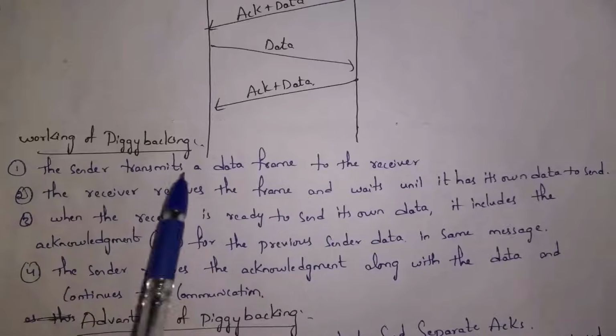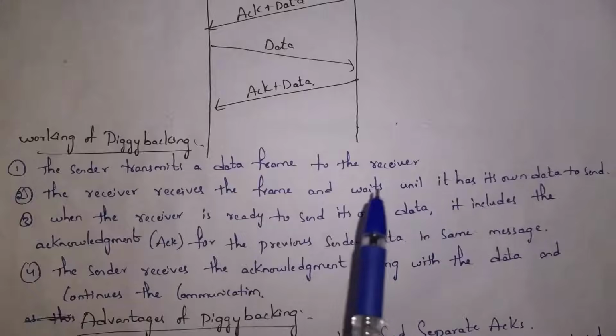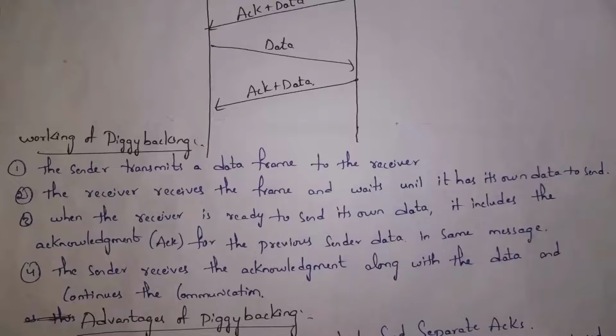Whenever sender transmits a data frame to receiver, the receiver receives the frame and waits until it has its own data to send. When receiver is ready to send its own data, it includes the acknowledgement for previous sender data in same message. So sender will receive both acknowledgement and receiver data. The same communication process will continue.